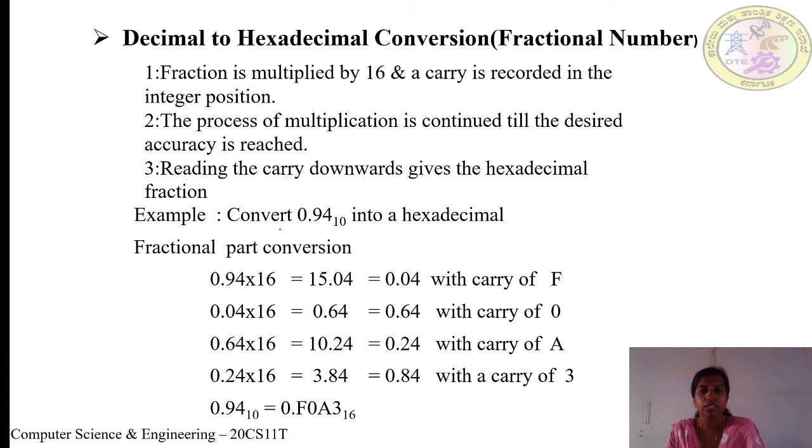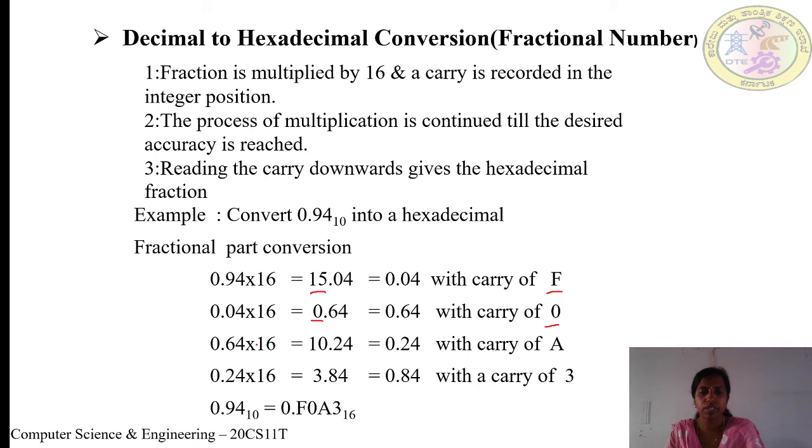Example, convert 0.94 base value 10 into hexadecimal. So take fractional part 0.94, that should be multiplied by 16 following the first step, is equal to 15.04. So the value of 15 can be written as letter F according to the hexadecimal notation. Next, take the previous value 0.04 into 16 is equal to 0.64. So take the value 0 and put as a carry.